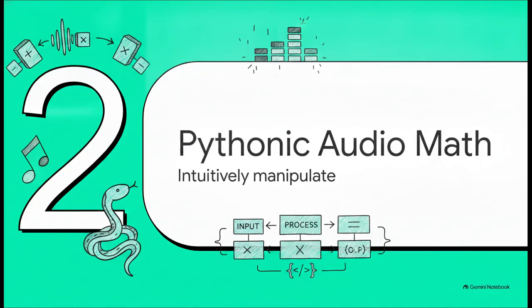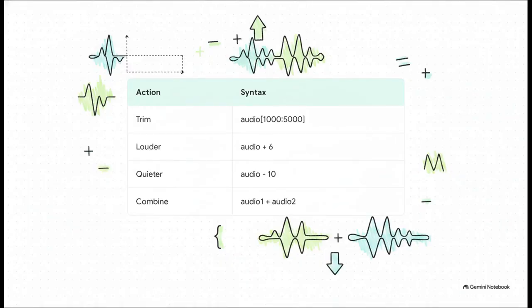Moving on to Section 2, let's talk about Pythonic editing, audio math, and intuitively manipulating sound. The syntax here is just ridiculously simple. Say you want to extract a chunk of audio from the 1 second mark to the 5 second mark. You literally just use standard Python bracket slicing.